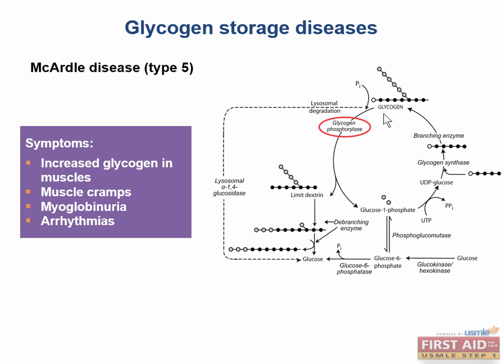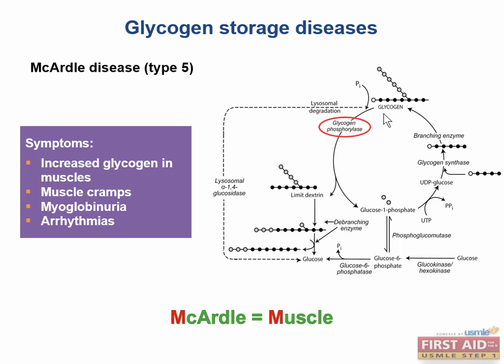Since muscles cannot get enough glucose from breaking down glycogen, this can cause muscle cramps, muscle weakness with myoglobinuria during strenuous exercise, and arrhythmias due to electrolyte abnormalities. Would you expect to see hypoglycemia in the bloodstream?